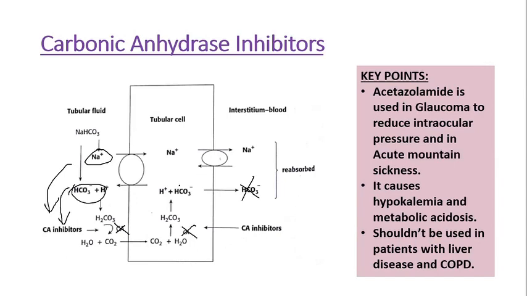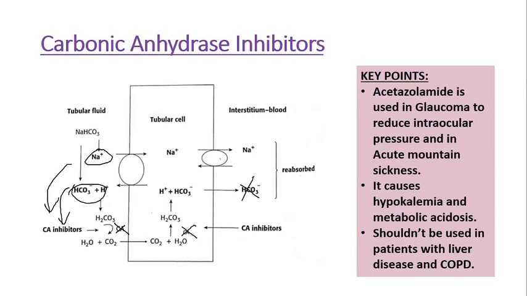And because bicarbonate ions are a great component in the buffer system, when there is no bicarbonate in the blood, the pH will decrease and it will be more acidic, and it will result in metabolic acidosis. Now this results in mild diuresis because this is only in the proximal convoluted tubule, and sodium still gets absorbed in other parts of the nephron.